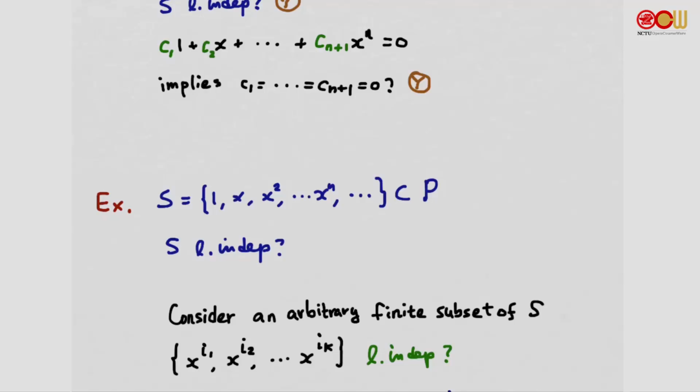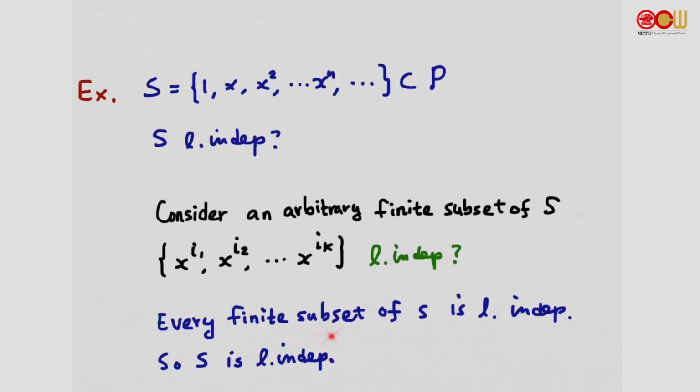Then this is a finite set. We can use the definition of a linearly independent set for a finite set, and we form a linear combination of these terms and set it to 0, and see if it implies all the linear combination coefficients are equal to 0. We see that's indeed the case, right? So every finite subset of S is linearly independent, so S is linearly independent.